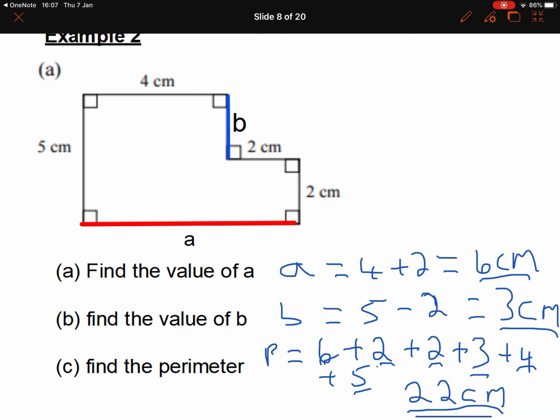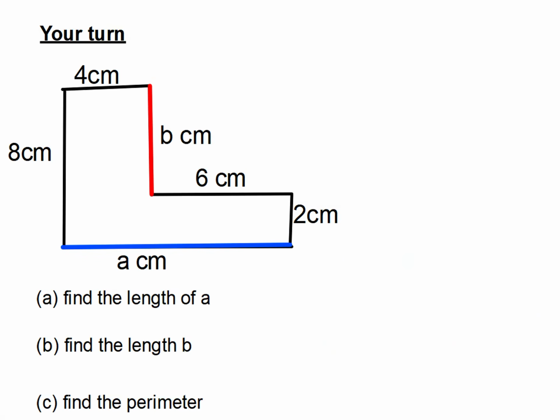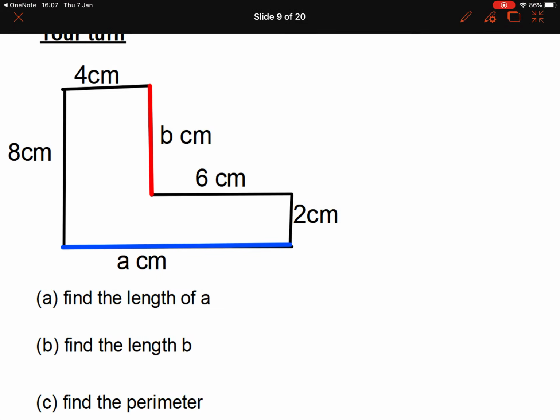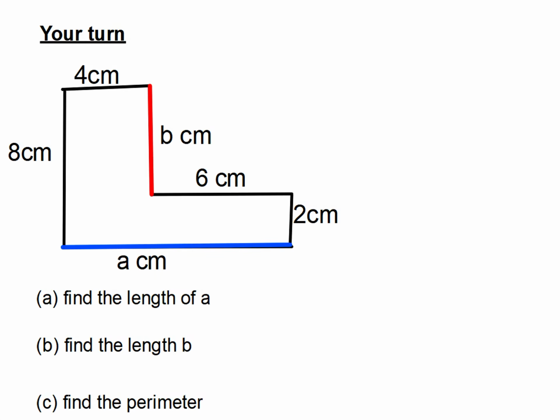Okay, brilliant. Now what I'd like you to do, please, is pause the video and have a go at this question. Work out A, work out B, and just be careful not to add where you need to subtract, and likewise, be careful not to subtract where you need to add, okay? Pause the video, have a go. Okay, well done.